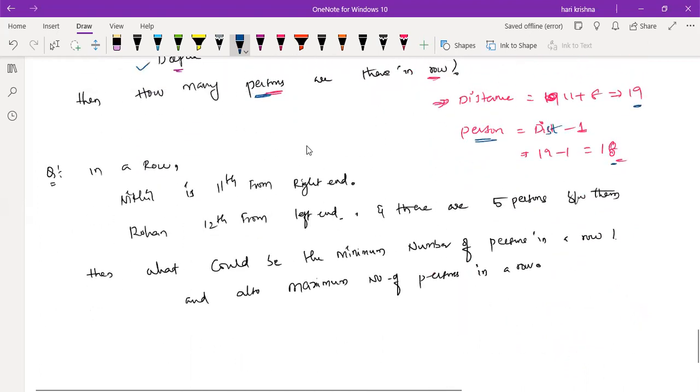So next question. In a row, Nikhil is 11th from the right hand, sorry, and Rohan is 12th from the left hand. And there are 5 persons between them. Then what could be the minimum number of persons in the row? And also the maximum number of persons in the row. And what is the answer? Anybody has tried this question?